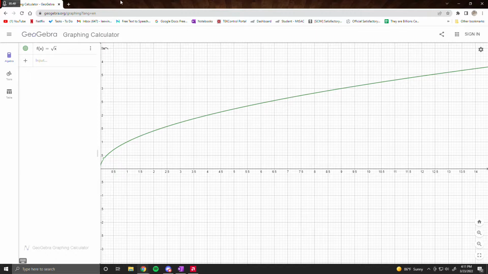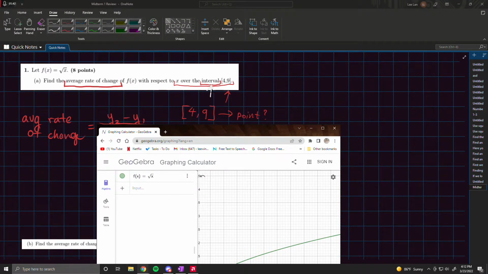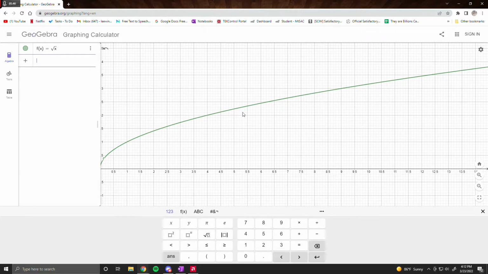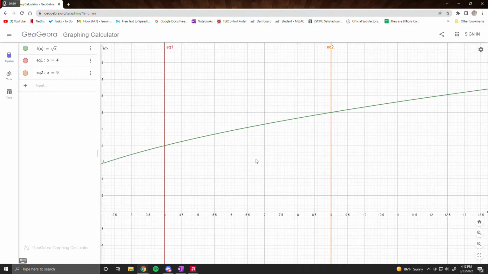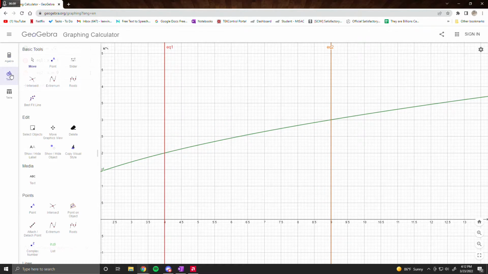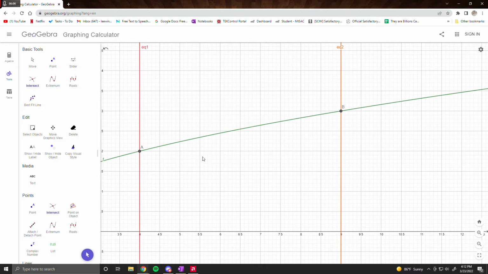Going back to the question, for this interval from 4 to 9, I'm going to type in x equals 4 and x equals 9. And so, what is an average rate of change? The average rate of change, if I could draw, let's see, how do I draw?